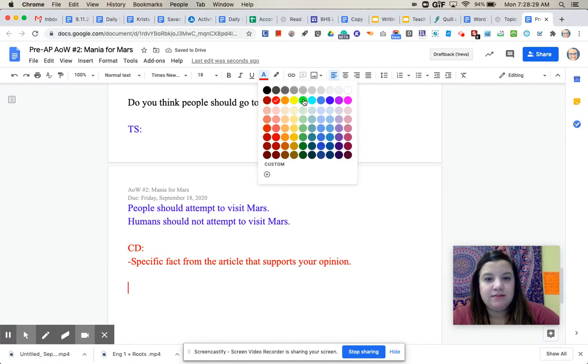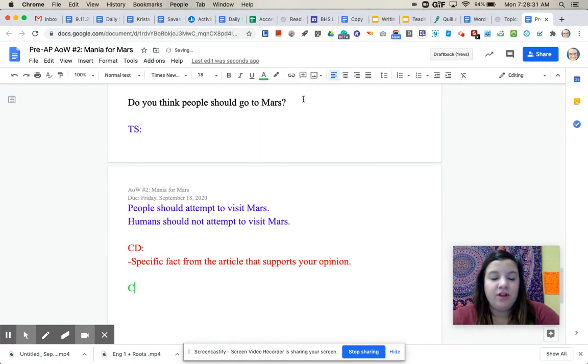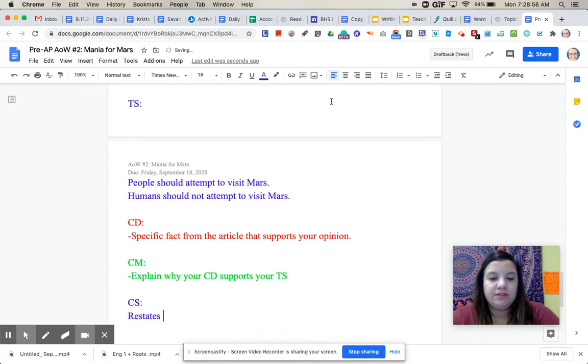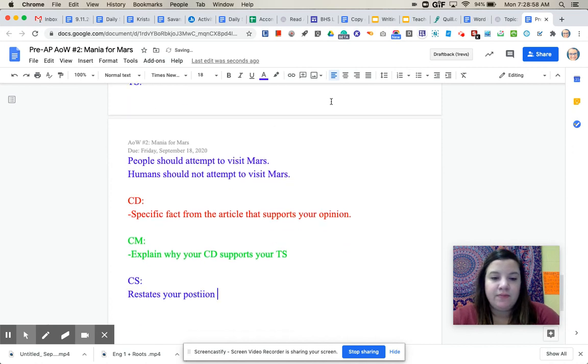Commentary sentences. Again, you're going to explain why your concrete detail supports your topic sentence, explaining why that concrete detail either proves that we should go or that we shouldn't go. And then you have your concluding sentence, and that again restates your position. So that is what you're going to do.